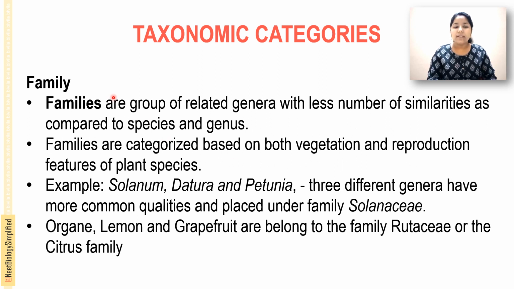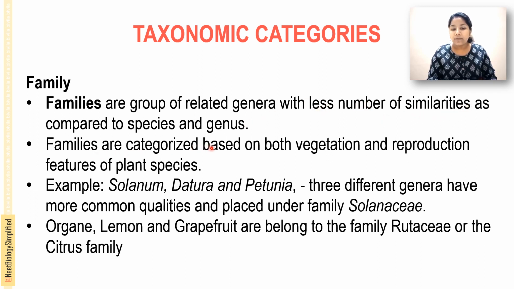And the next category is a family. Families are groups of related genera with fewer similarities as compared to species and genus. Here, the species and genus have more morphological similarities. But in the case of family, as the group gets higher, it is the next category. So it is a group of related genera but with fewer similarities; the similarities keep on decreasing.